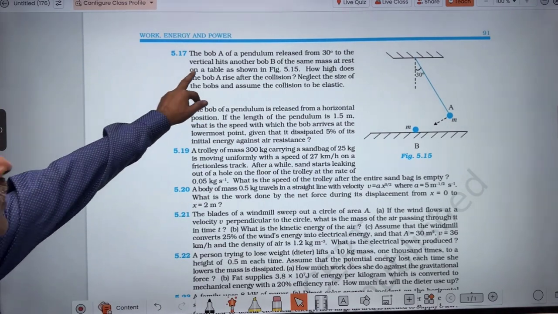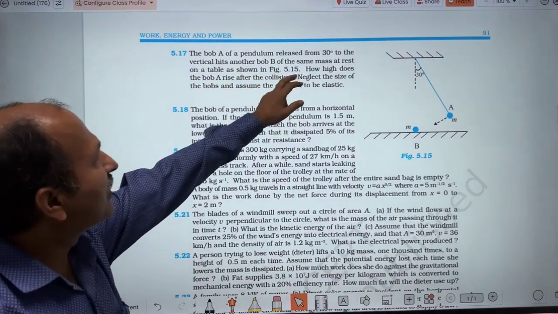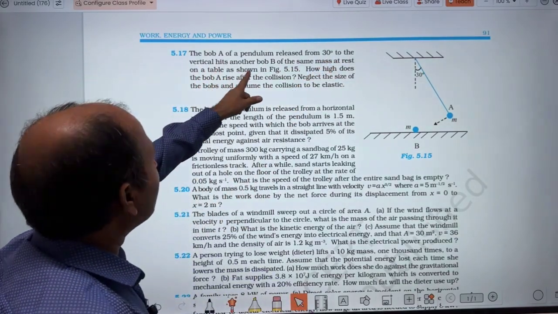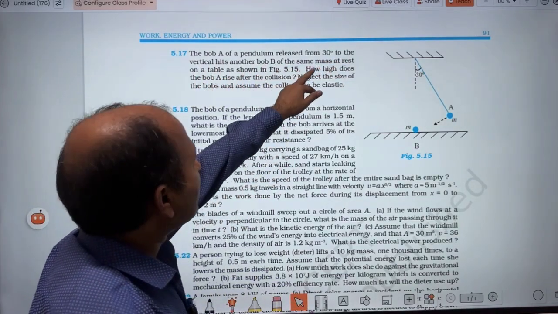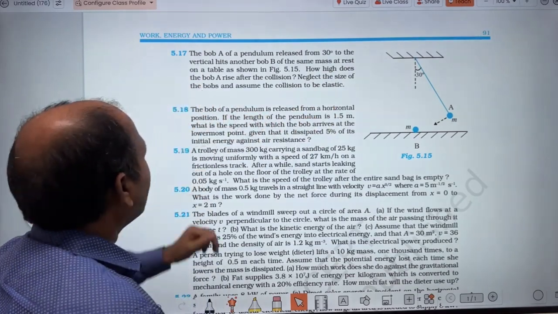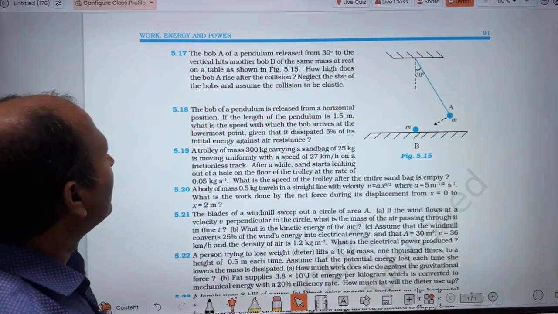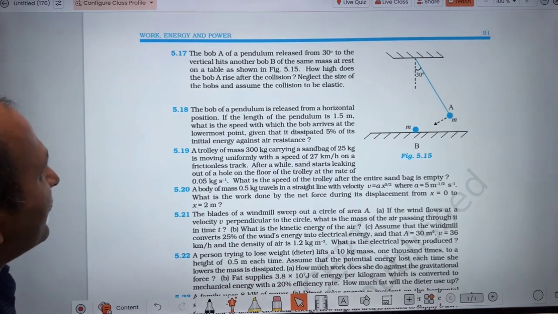5.17. The bob A of a simple pendulum released from 30 degree to the vertical hits another bob B of the same mass at rest on a table as shown in the figure. How high does the bob A rise after the collision? Neglect the size of the bobs and assume the collision to be elastic.